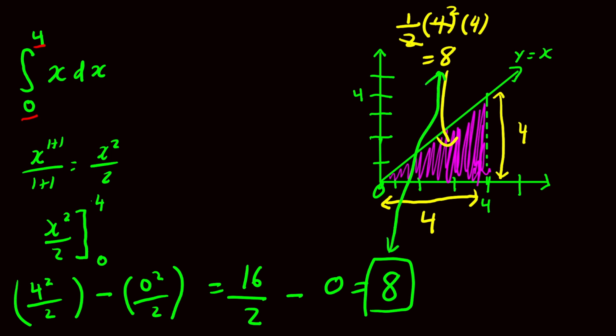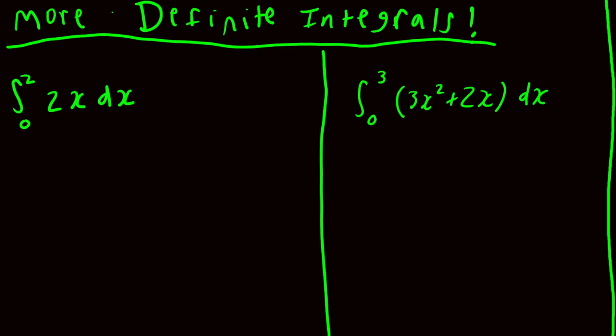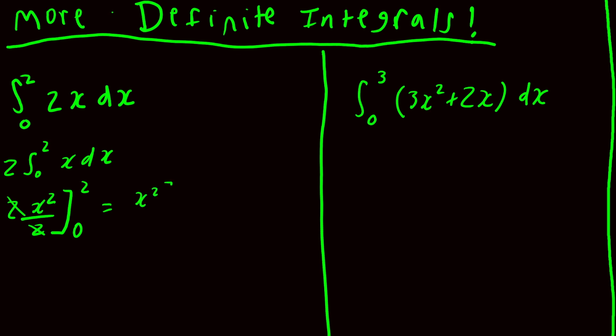which is great. Alright, so let's try a little bit more definite integrals. The integral from 0 to 2 of 2x dx. Alright, so pause the video and try to figure it out yourself. First step for me is I'd pull out the constant. So now I have x squared over 2 from 2 to 0, and then I'd cancel these out, so I just get x squared from 2 to 0.